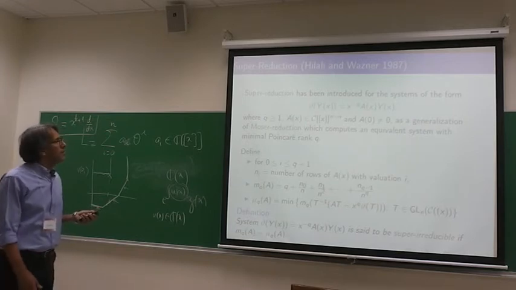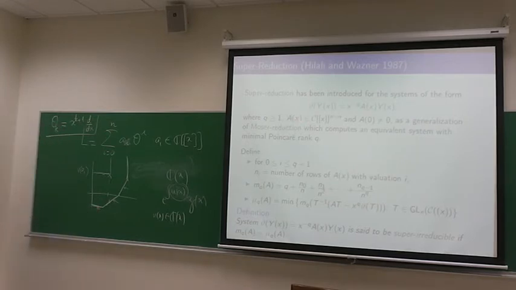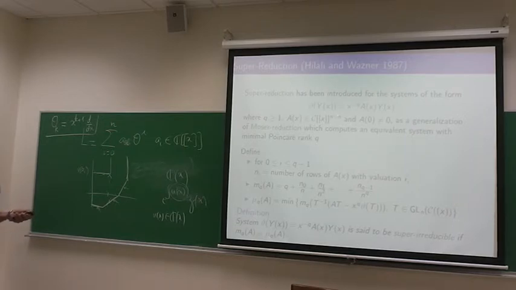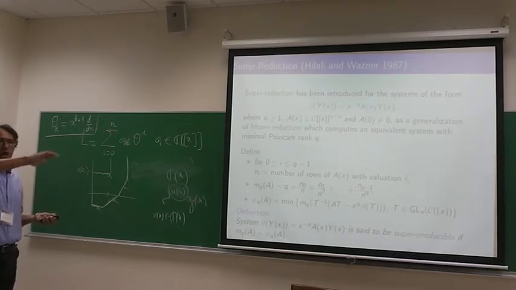So for those who are not familiar with this, just very quickly, what are super reduced forms? Again, the same system. Q is the Poincare rank, and A0 is the residue matrix of A. It's supposed to be non-zero. So you take any I between 0 and Q minus 1, and then let n sub I be the number of rows of the matrix A of x here which have valuation equal to I. Okay, so you just count the rows with valuation I, for I ranging from 0 to Q minus 1.